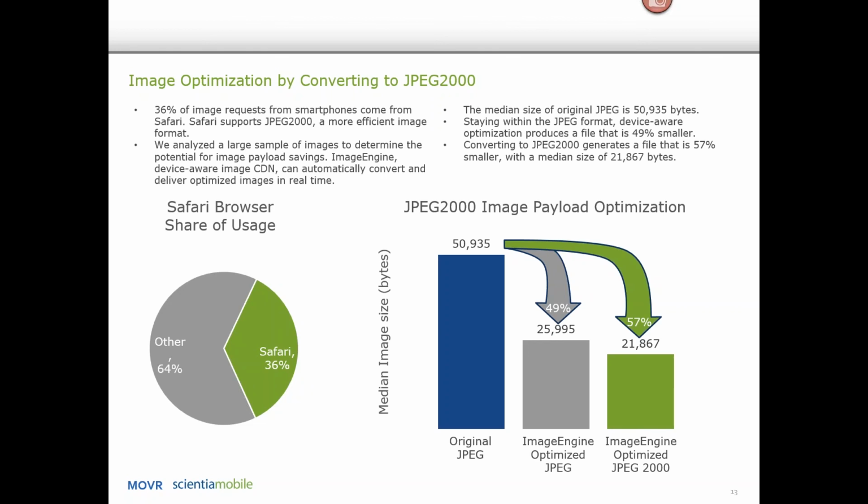And so just to interrupt you, Safari is about 36% of the overall browser market, and what we were looking to do was see what sort of image optimization can occur. So Image Engine is an image optimization solution that will make use of various file formats to deliver a smaller payload to an end user. And we wanted to see, okay, if we shifted from original JPEG to JPEG 2000, what would happen? And so I'll let you go through the good news here.